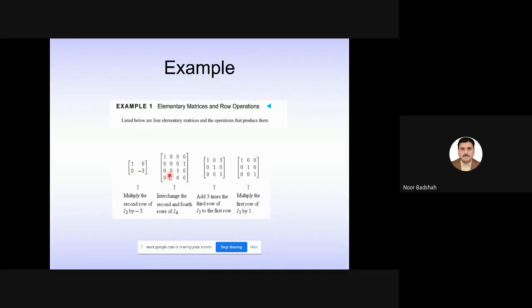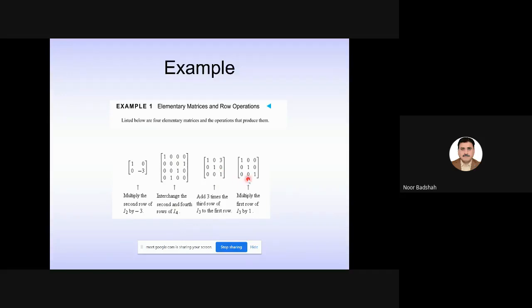In this case, the second row and the fourth row are interchanged. So this is again an elementary matrix, which is obtained by interchanging the second and fourth rows of the identity matrix. And in this case, three times the third row is added to the first row. That is row number 1 plus 3 times row number 3.